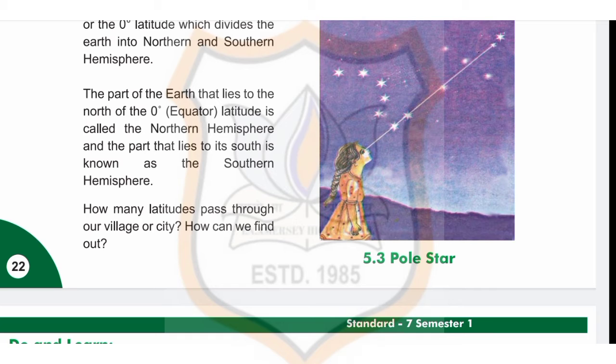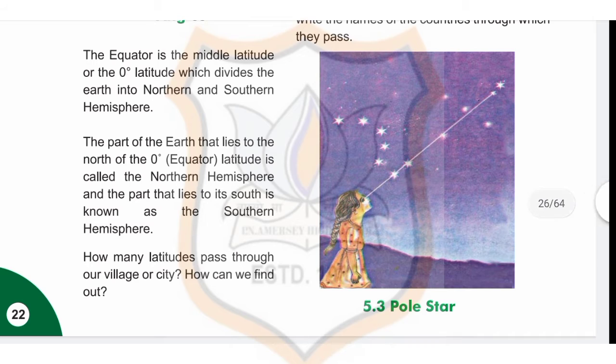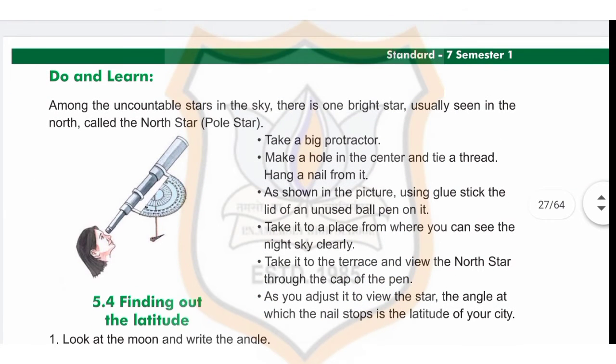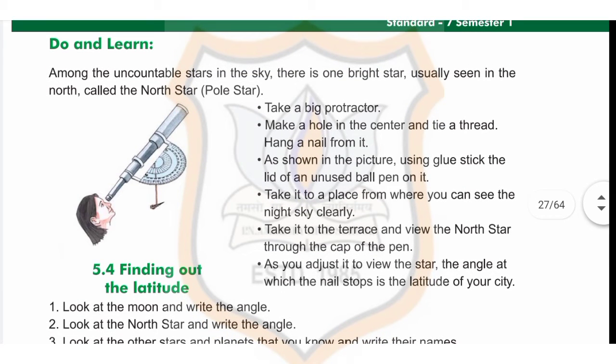Now children, on page number 22, picture number 5.3, you can see pole star. So see this picture. How many latitudes pass through our village or city? How can we find out? So this we will do in question answer in your CW copy. Now do and learn.